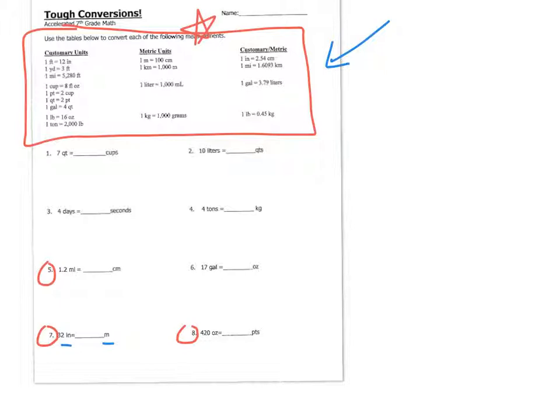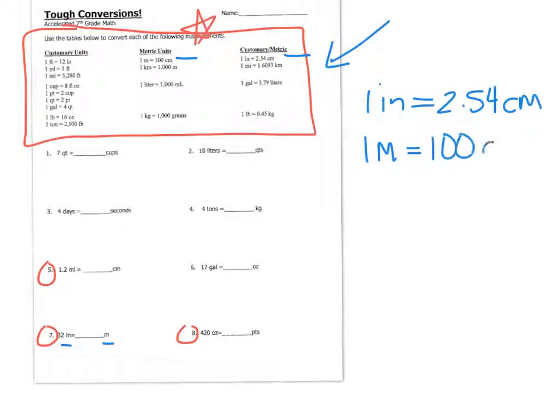So what we're going to do is take this first one here, 1 inch, and convert that to centimeters first. So we have that conversion, 1 inch equals 2.54 centimeters. So we're going to convert from inches to centimeters. Now, once we have our centimeters, we can go from centimeters to meters, and that conversion is right here: 1 meter equals 100 centimeters.